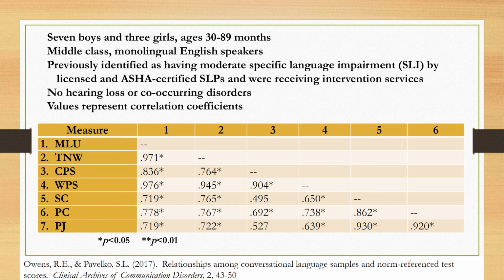In this study, we had 10 children who were all monolingual English speakers, and they'd all been previously identified as having a moderate specific language impairment. They were also all receiving intervention services. This table represents the relationship between language sample measures, which include mean length of utterance, total number of words, clauses per sentence, and words per sentence. Those are the first 4 values. And 3 values were obtained from the Comprehensive Assessment of Spoken Language, the CASL, from 3 of the subtests of the CASL. You can see in this correlation table that these 4 values had very high, statistically significant relationships to those values obtained from scores on the CASL.